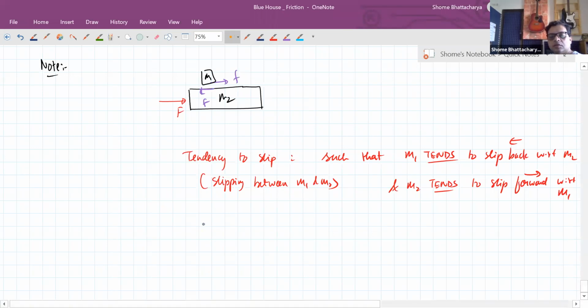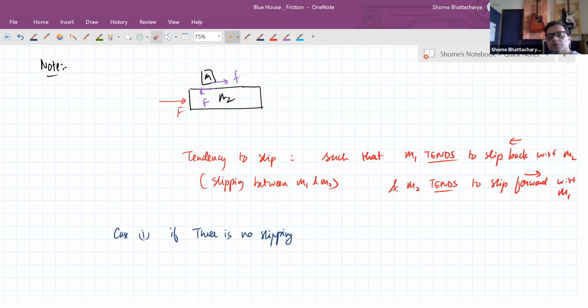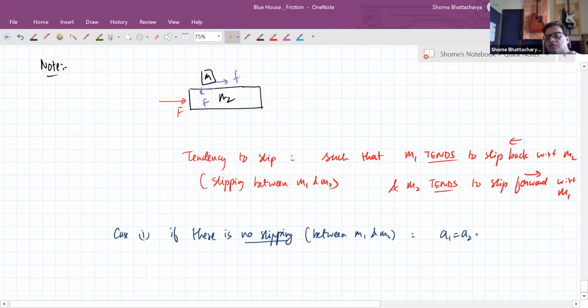So now there are two possibilities. Case one, if there is no slipping between the two blocks, obviously the ground is smooth, so there's no question of the block M1 being at rest or M2 being at rest. Then they will have common acceleration. Both move together with common acceleration, and this friction is static friction, so it is less than or equal to μ N1.